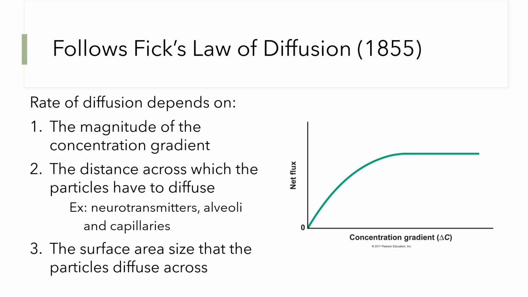So if the cell were to suddenly become really, really big, that would be great for diffusion, because now I have more areas for the particles to diffuse. If I make the cell impossibly small, I have less membrane and fewer areas for things to cross.